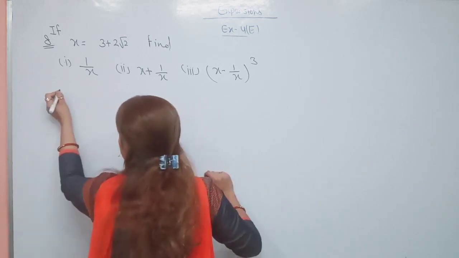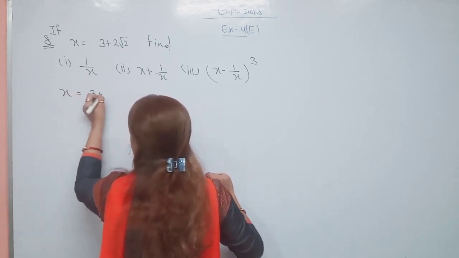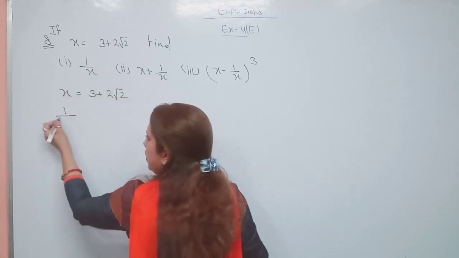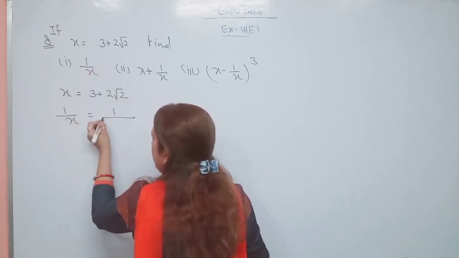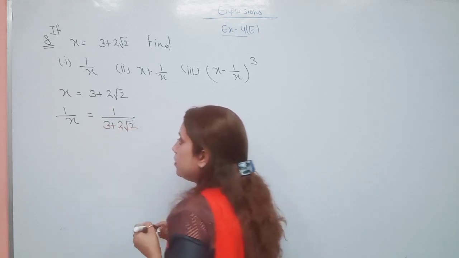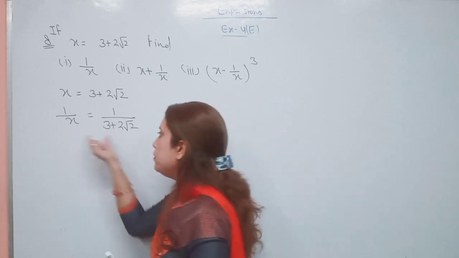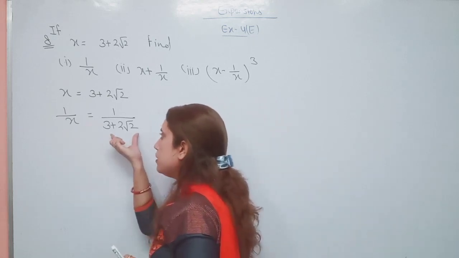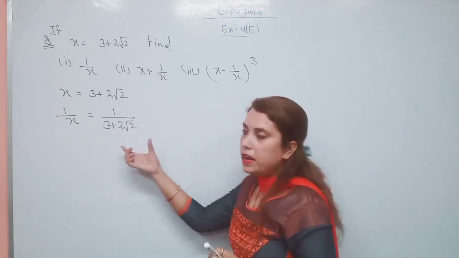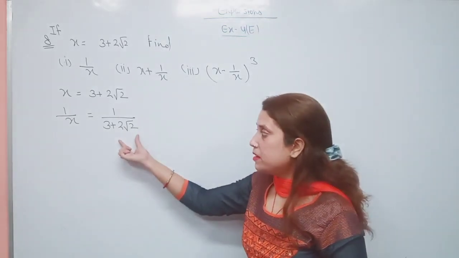Now, first we write down the given value. It is given 3 plus 2 root 2. First find 1 upon x. So 1 upon x is equal to 1 upon 3 plus 2 root 2. How to solve? Whenever there is a root sign in the denominator for 1 upon x, we solve by rationalization.